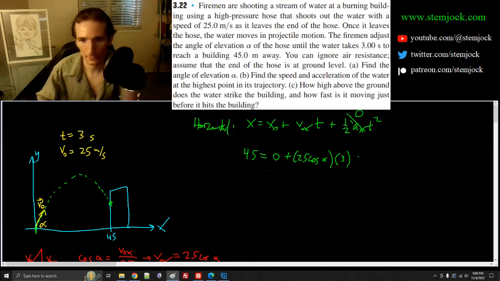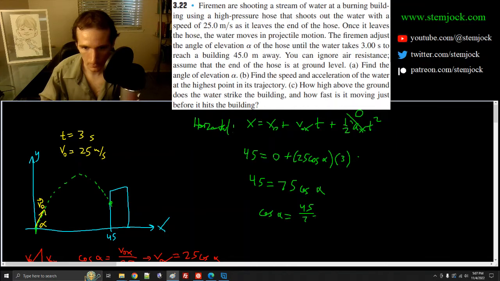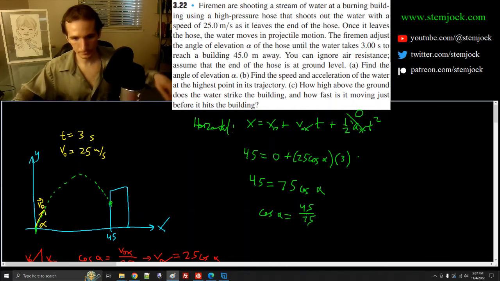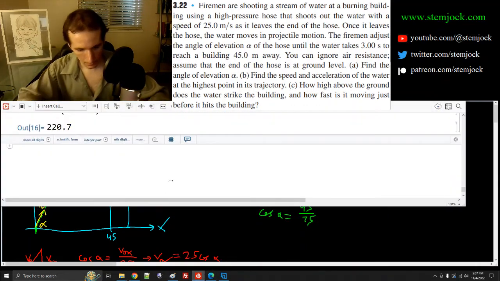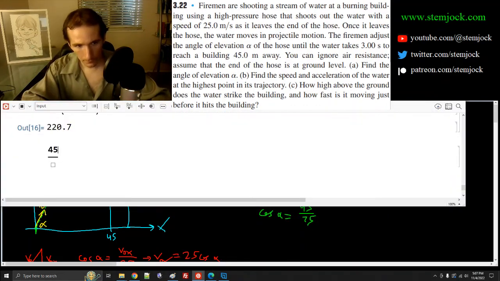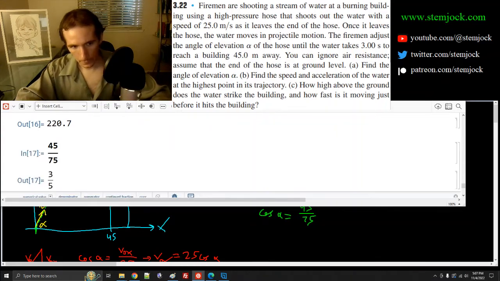All right, so I have an equation here that involves only alpha, and I can solve for that. So this is 45 equals 3 times 25, 75 cosine alpha. And if I divide both sides by 75, I get cosine alpha equals 45 over 75. Now let's get out the calculator. 45 over 75, that is 3/5.